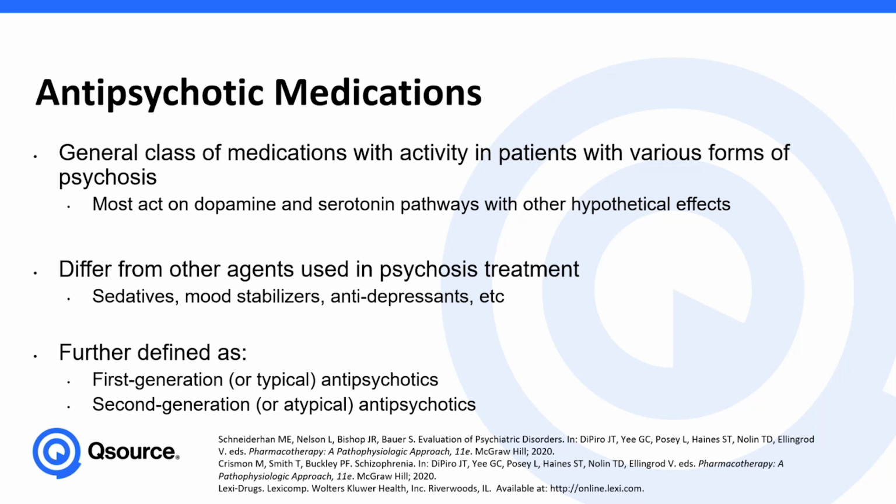When we, from a pharmacologic perspective, look at antipsychotics, we tend to define them in two generations. We call it first generation and second generation. They also sometimes can be called typical antipsychotics for first generation and atypical antipsychotics for second generation. We'll talk about the differences between the generations, which is why I bring them up. Next slide.